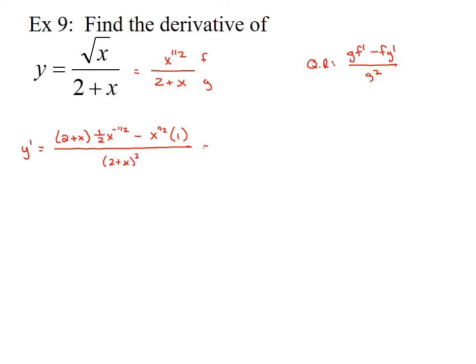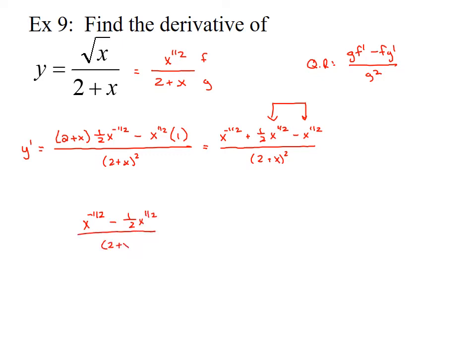All right, so if I clean up the numerator again, you distribute that term through, you should get an x to the negative 1/2 plus a 1/2 x to the positive 1/2 minus that x to the 1/2 on the right, all over 2 plus x all squared. And you can put together these two x to the 1/2 terms, and you have an x to the negative 1/2 minus a 1/2 x to the 1/2 all over 2 plus x squared. And that is the derivative using your quotient rule.